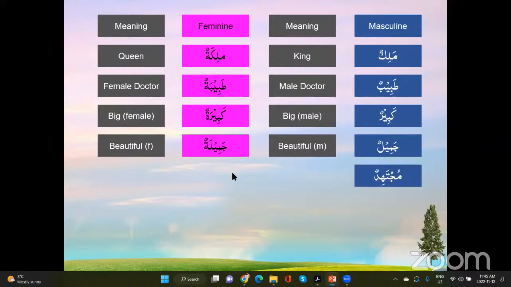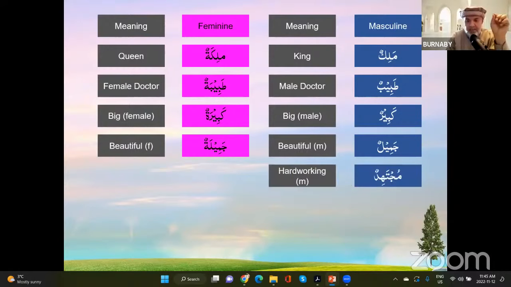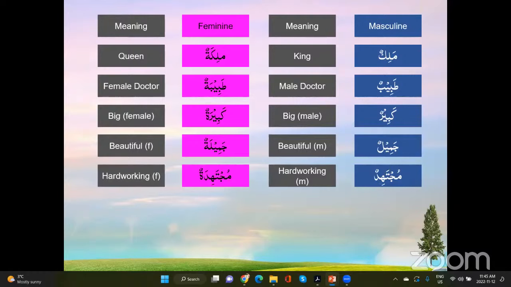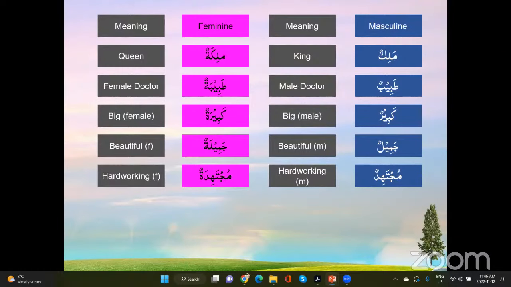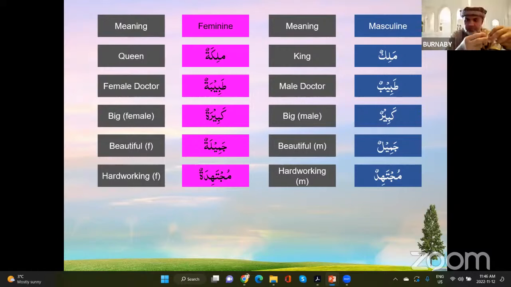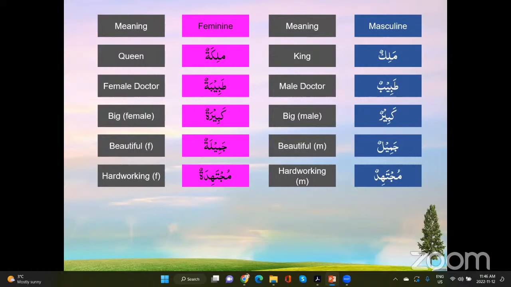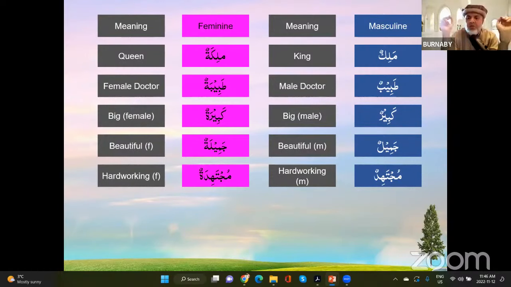Okay. Mujtahidun. Mujtahidun means a hardworking man. What will be the female? Mujtahidatun. Hardworking female. Now, is kabirun a quality? Yes. Jamilun, a quality. Hardworking, quality. Now, what do we call qualities? Another word for quality is adjectives. Adjectives describe something about a noun. If I say Brother Kazim is mujtahidun, I'm saying Brother Kazim is hardworking. So am I giving a quality of Brother Kazim?